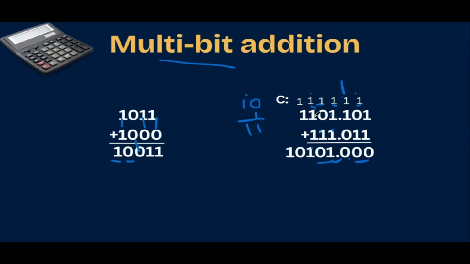So again, 1 plus 1 is 0 with a carry 1, plus this 1. So we get 11. This 1, the carry 1, is added with this to get 0 with the carry 1. So the final result is 10101.000.